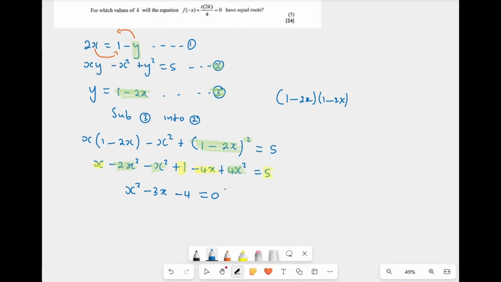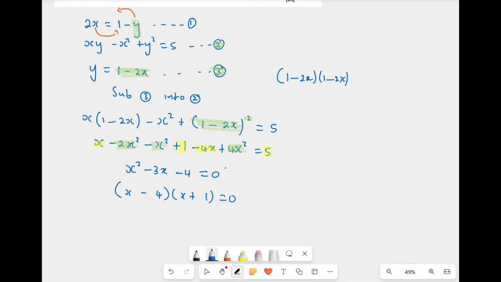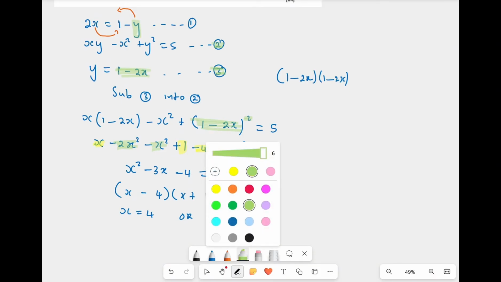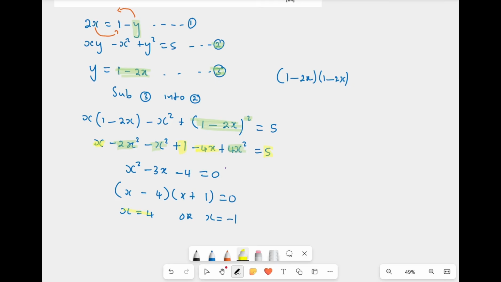And then from here I can factorize. So I am looking for factors of 4 that I will subtract and get 3. The factors of 4 that I will subtract and get 3 are 4 and 1. And then this is minus, this is plus, equal to 0. Now my x is equal to positive 4, or x is equal to negative 1. So we have found the values of x. Now I need to find the values of y.